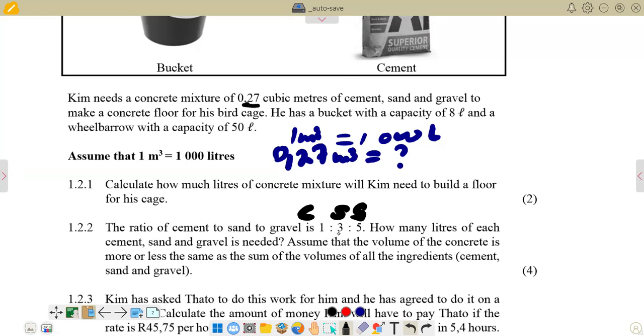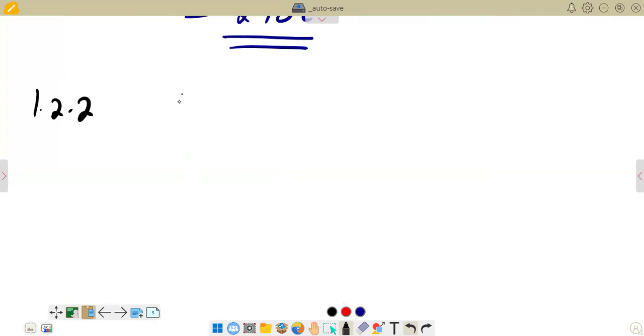So basically, we are given this ratio, but what you have to take note of is that we have already calculated the liters that are needed, and we are just going to make the ratio according to the answer that we got in 1.2.1. So if you come there, our ratio is 1 to 3 to 5. We have our cement, then our sand, and then gravel.